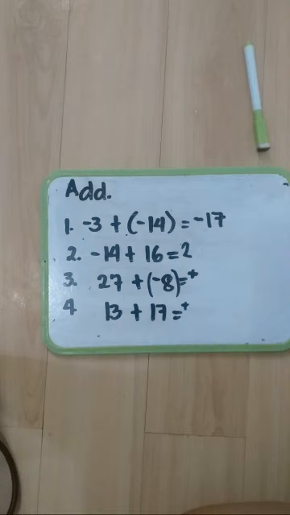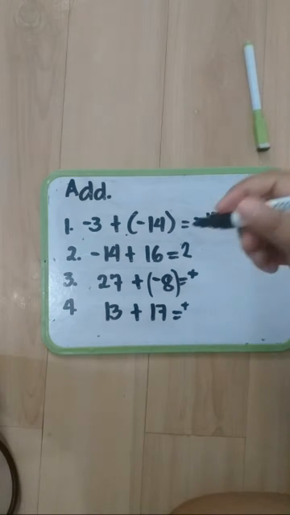27 minus 8. What's the correct answer? May nakikita akong tama? 27 minus 8. Ano nangyari sa iba? Is it 19 or 21? The correct answer here is 19.